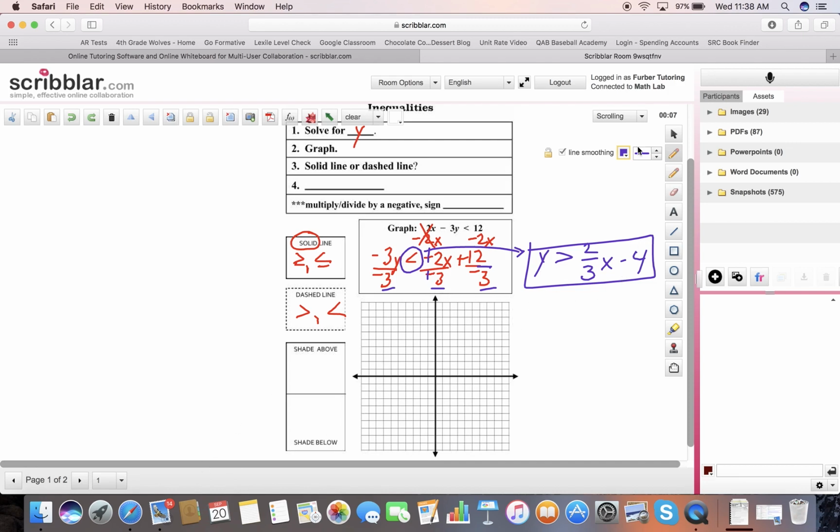It's only going to include the solutions greater than that, okay? So negative 4 is my y-intercept, so I'm going to put a point on negative 4, 1, 2, 3, 4. And my slope is 2/3, so that's going to be up 2 and to the right 3 because it's a positive slope. So it's going to look something like this. And I can continue it in the opposite direction as well.